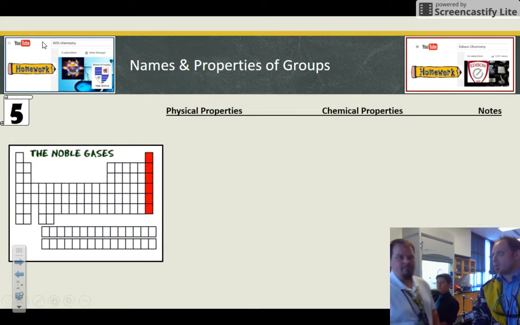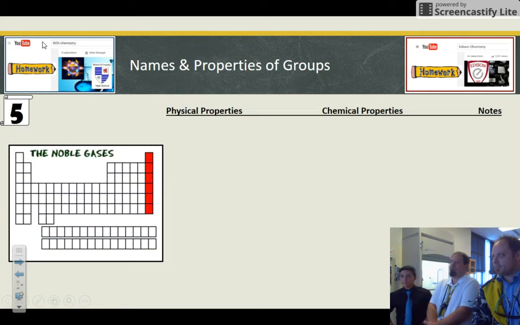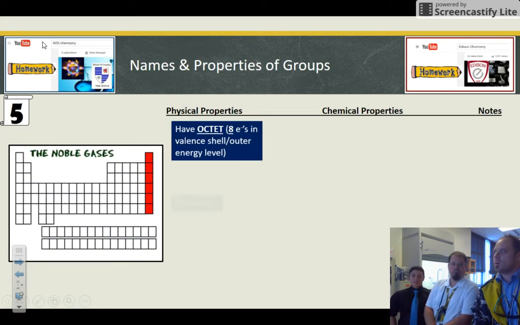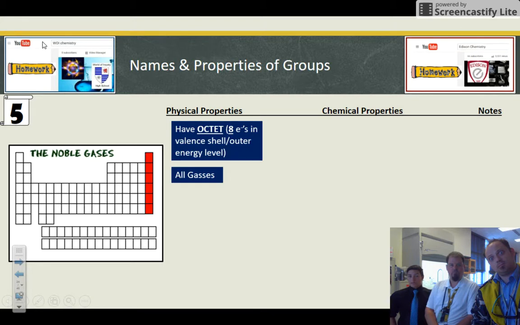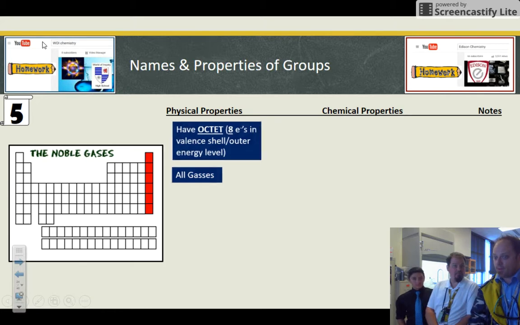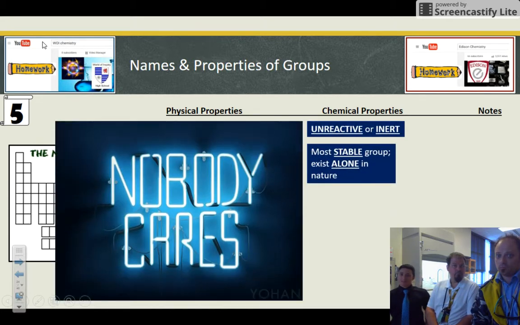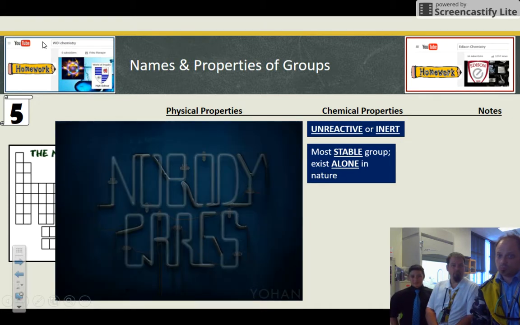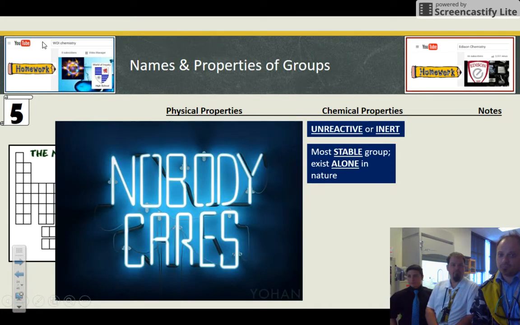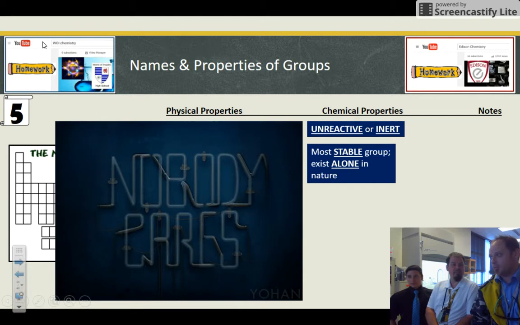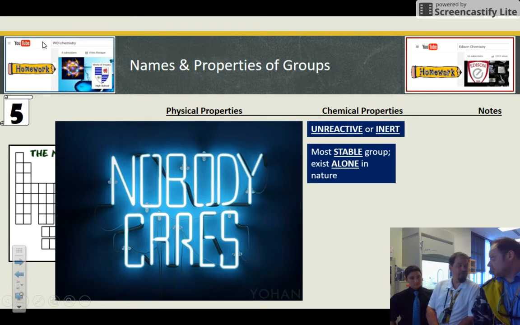Okay, so noble gases, you know? Sure, those are the ones all the way at the end. They have all of their 8 valence electrons filled up, so they're not really going to react with other things. Yep, they are all gases, hence noble gases. They are still unreactive, and they're going to be alone in nature. They are stable. And that is a picture of a neon sign, which we've all seen.